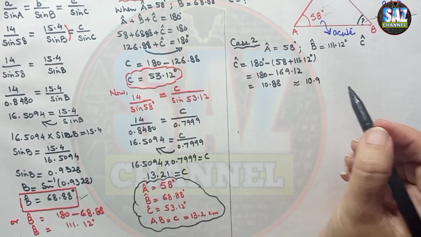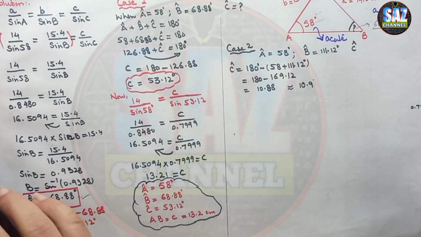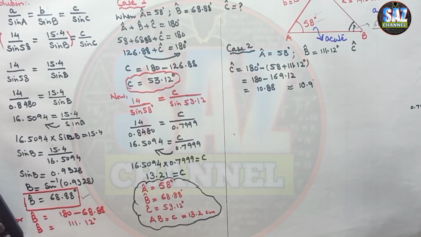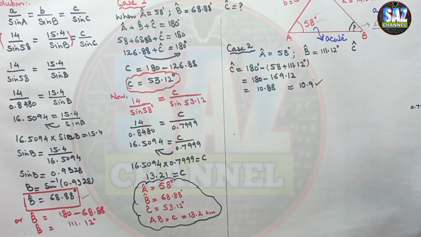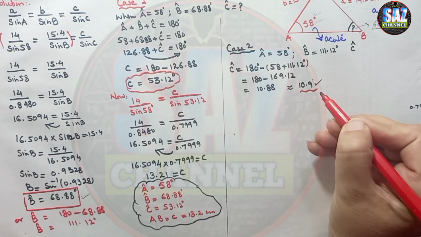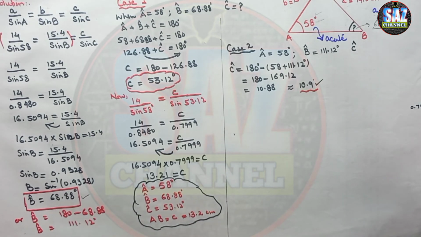10.9 degrees. Okay, now if I'm adding up these three angles, 58 plus 111.12 plus 10.8888, the sum is 180 degrees, so it means this answer is correct. Now this is the second value of angle C. Okay, and now the other requirement of the question is that with this set of solution I have to find the length AB as well.